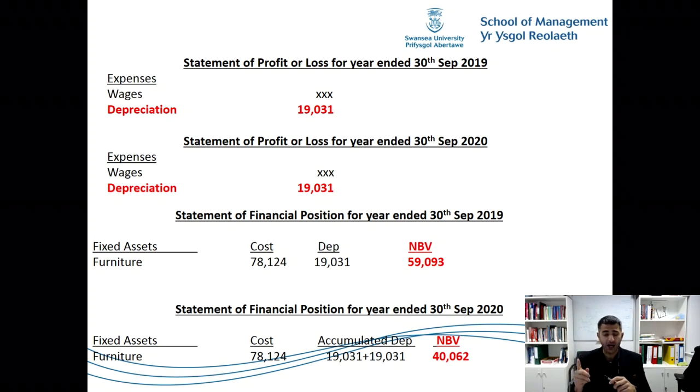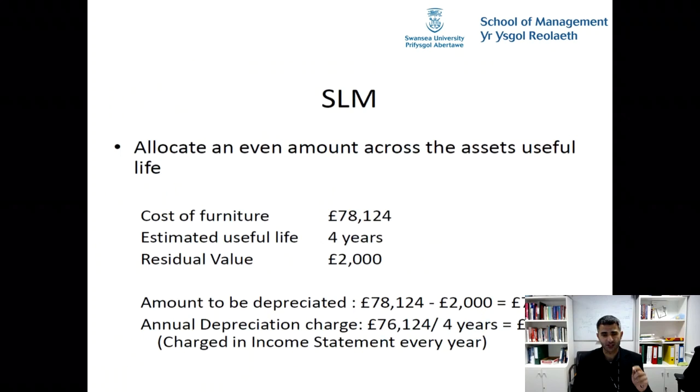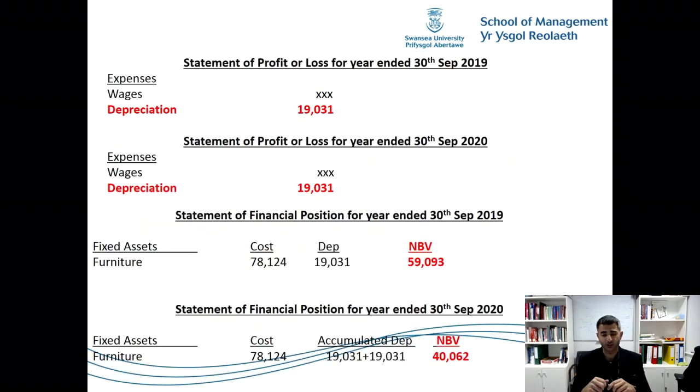So remember, at the end of 2022, the net book value must equal £2,000, which equals the residual value. Look, the residual value is £2,000. So after 2022, the net book value must equal £2,000. That will be the value of the furniture.